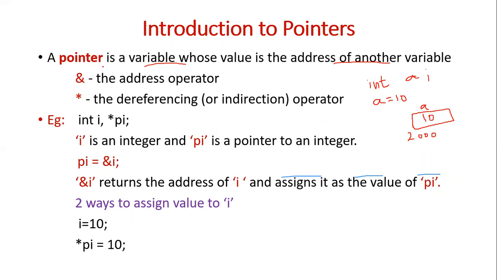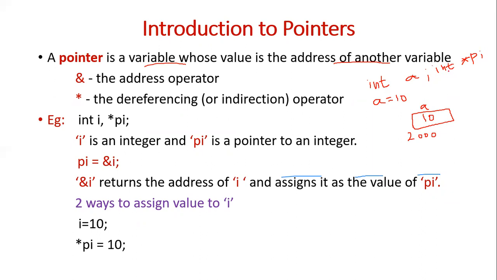Now again see the definition. A pointer is a variable whose value is the address of another variable. So pointer is a variable and the value of that variable will be the address of another variable. Now say that I am declaring another variable here, that is a pointer variable, int *p. So what is *p? p is a pointer variable which can point to an integer.